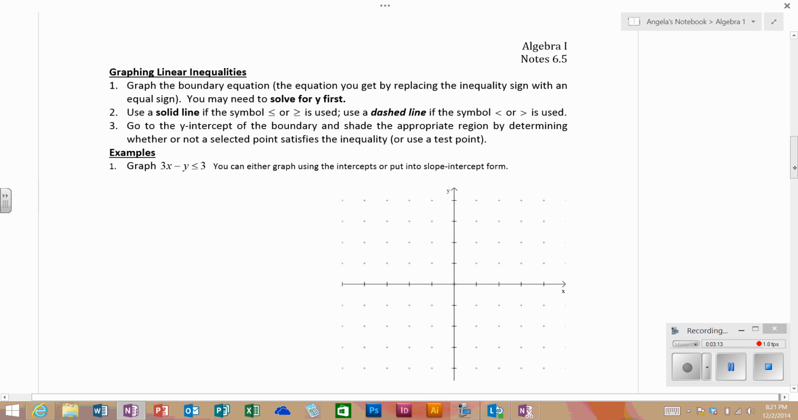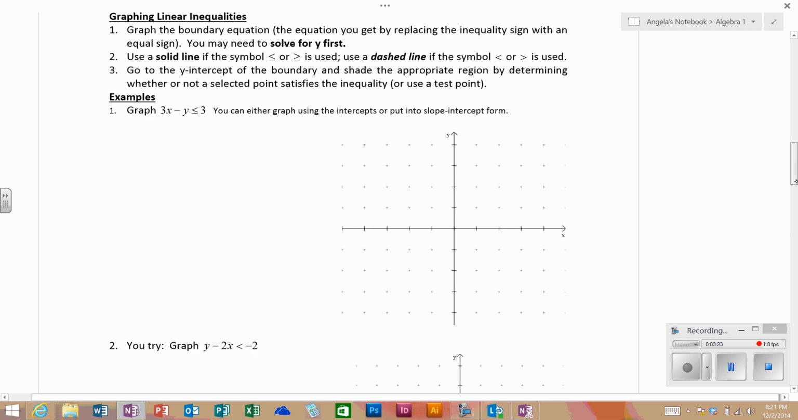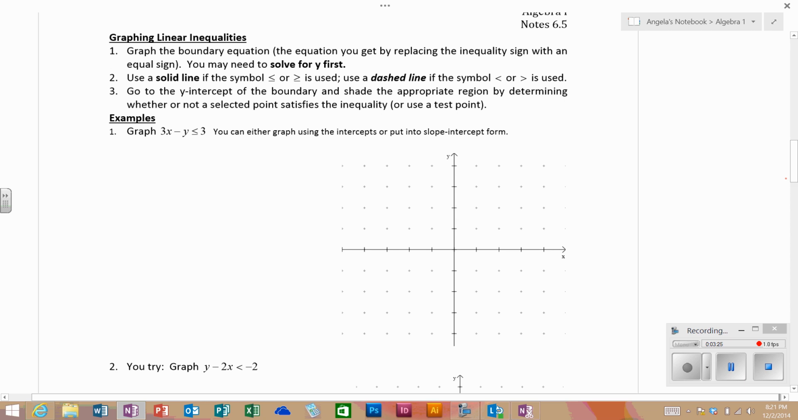Now we're going to look at graphing inequalities. So that was graphing equations. We're going to look at graphing inequalities. Well, here are the steps for graphing inequalities, okay? Step 1, you always want to graph the boundary equation first. What that means is, with the inequality, you would graph it by replacing the inequality sign with an equal sign. And remember, you may need to solve for y first to make it look like y equals mx plus b.